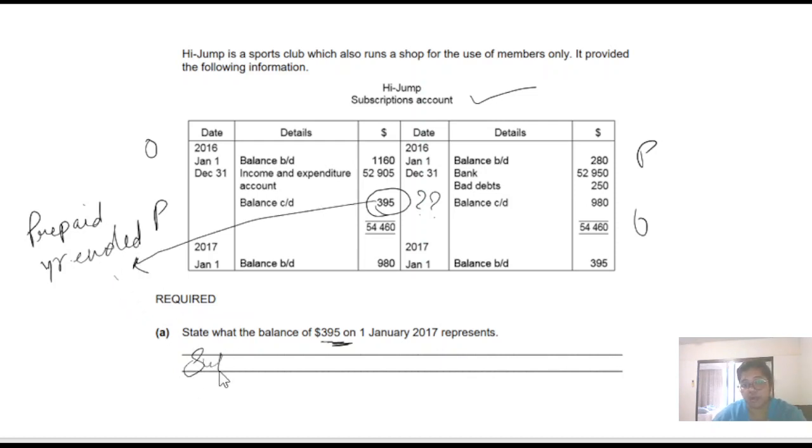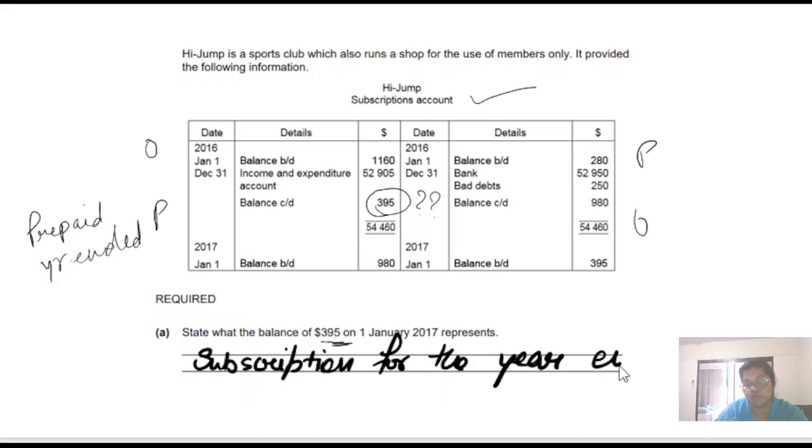So this is your answer. You have to write it down like this: subscription for the year ended. This value is subscription for the year ended.